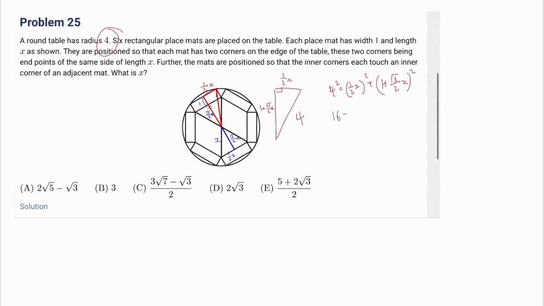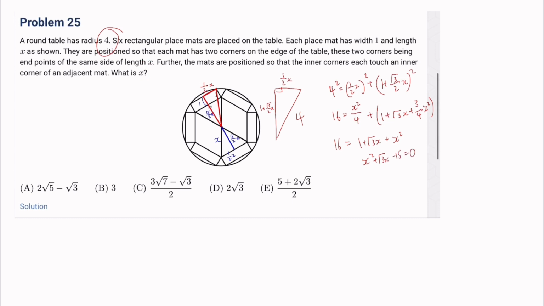So 16 equals x squared over 4 plus, let's spread this out, 1 plus root 3 x plus 3 over 4 x squared, right? And so this will be 1 plus root 3 x plus x squared, because that's grouping this and this together. This would equal 16. Let's move 16 over here, and say x squared plus root 3 x minus 15 equals 0, and we need x, right?